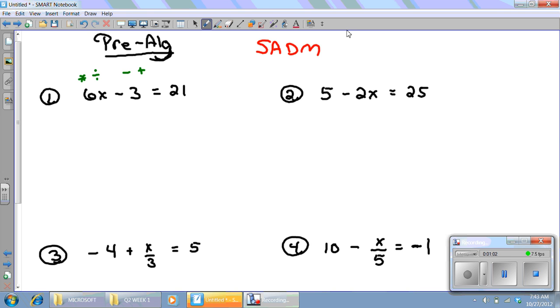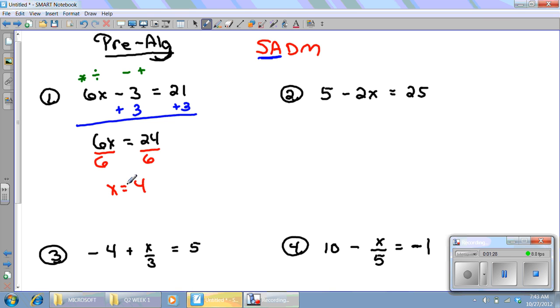All right, now which one am I going to undo first? I'm going to undo the addition first because Saddam told me so. Excuse me, the subtraction first. So I've got a 3, there's subtraction. I will add 3 to both sides. When I do so, I will get 6x equals 24. Then I will divide each side by 6, divide by 6, and x will equal 4. If I check my work, 6 times 4 is 24. 24 minus 3, 21. I am good. The check only takes a couple of seconds.